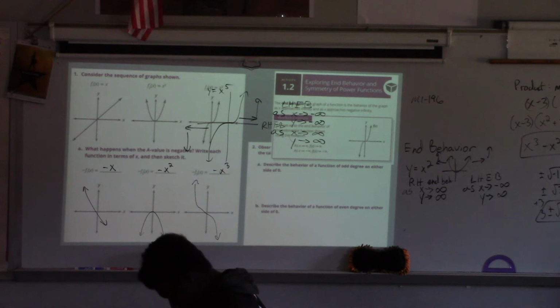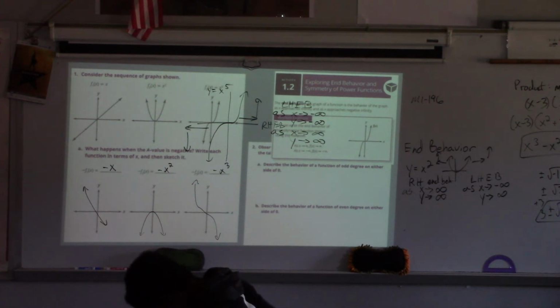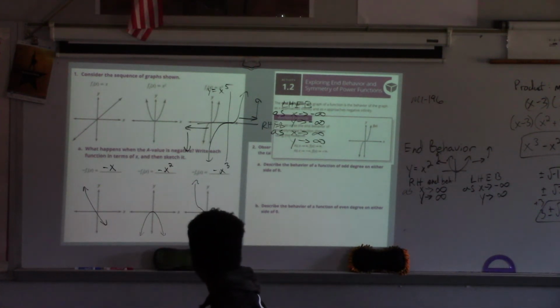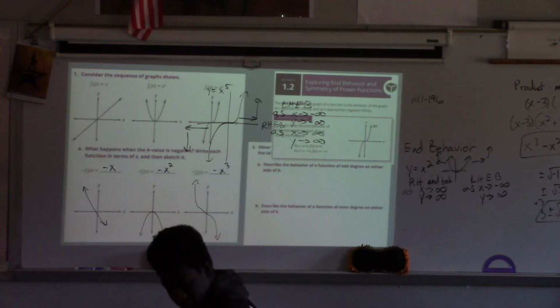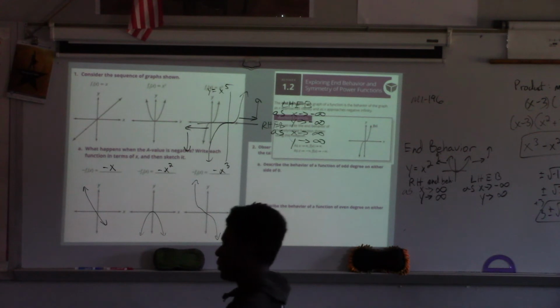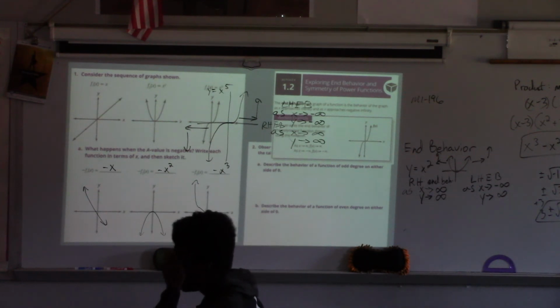So work on getting that end behavior within your small groups, and we'll get going from there. Here's the line, right? So when we put a negative in front, we get negative x, so it's a negative slope. If we get negative x squared, instead of being concave up, it's going to be concave down. So write your end behavior off of those graphs.